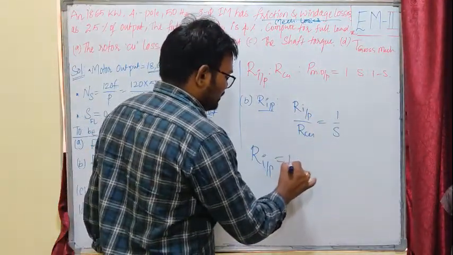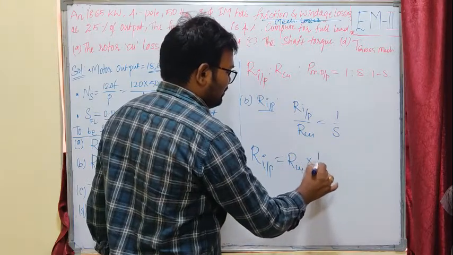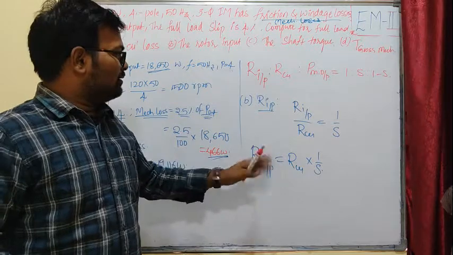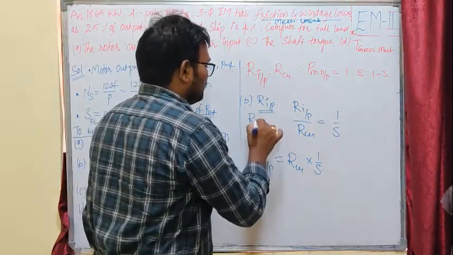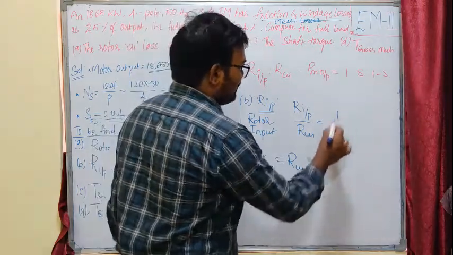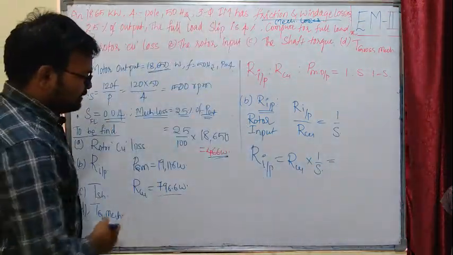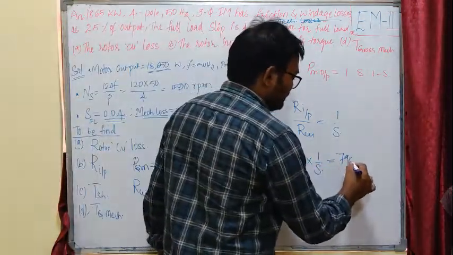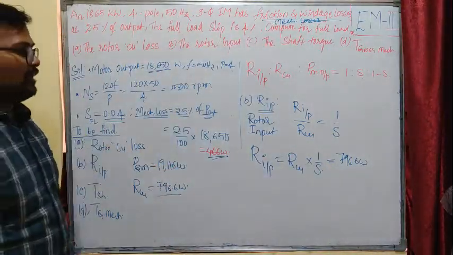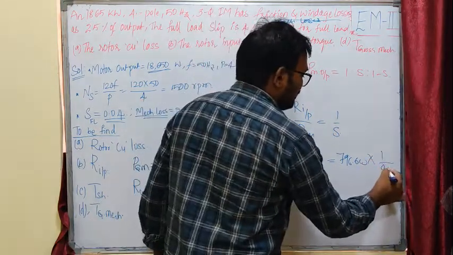That means rotor input is rotor copper loss into 1 by S. Don't get confused, this is my rotor input. So the rotor copper loss we got earlier is 796.6 watts, and I am going to substitute the slip value, that is 0.04. The slip will be 1 by 0.04.